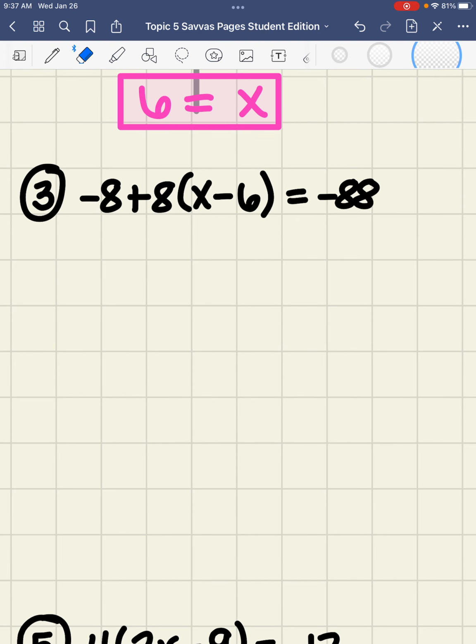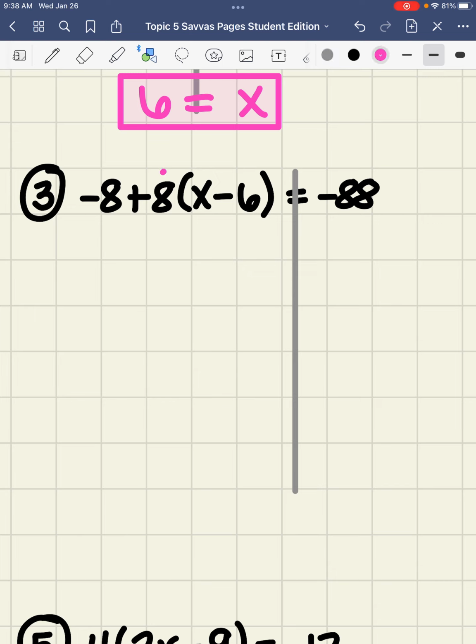So see, the shortcut would not work here because not only do I have the distributive property, but I have this like term that I'm going to have to combine later on. So no shortcut here. But first thing we're going to do is draw our line down our equal sign. That helps us see that we have two sides. Now I'm going to get rid of the parentheses with the distributive property.